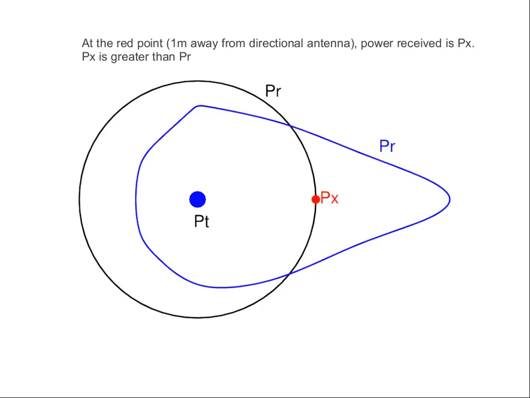We can also express gain not just as a factor but using decibels. Remember decibels? Decibels is 10 log of one power level divided by another power level. Well, we have one power level divided by the other. The other is the power for an isotropic antenna. So in decibels, we get 10 log base 10 of 2, which is, log of 2 is 0.3, times 10 is 3 dB.